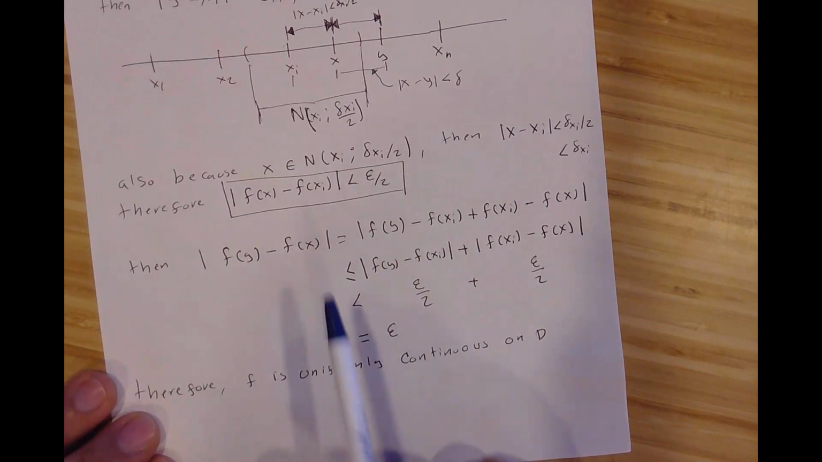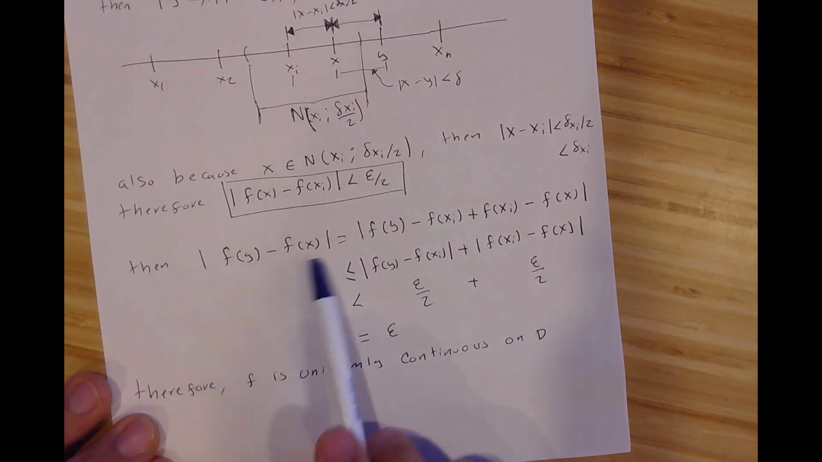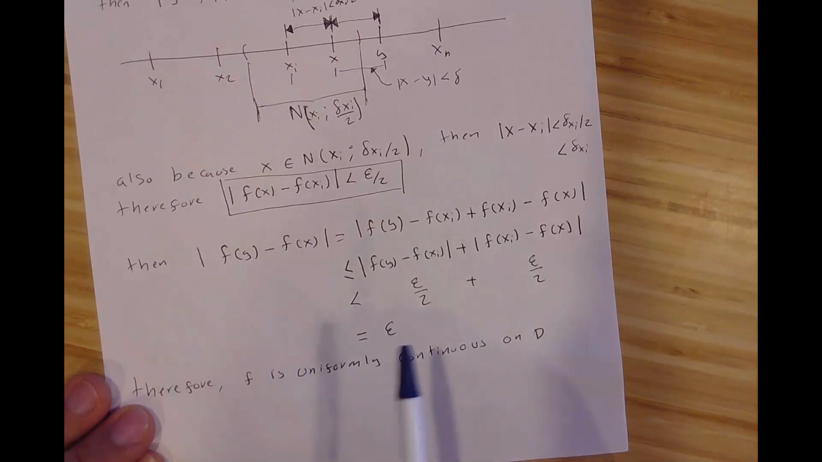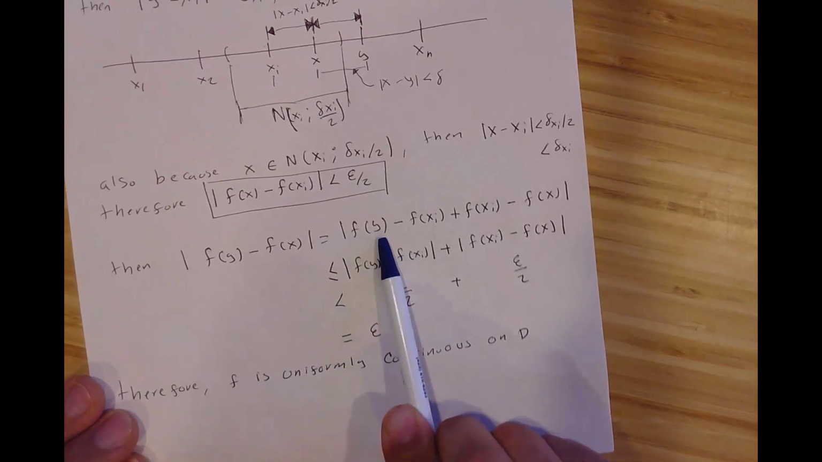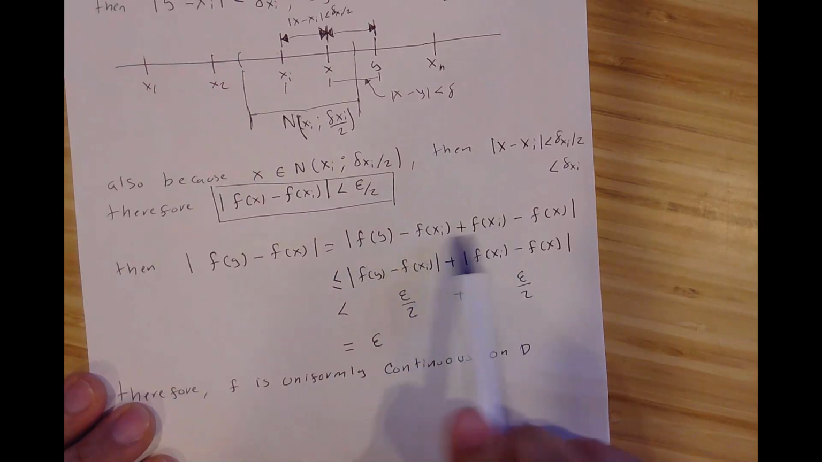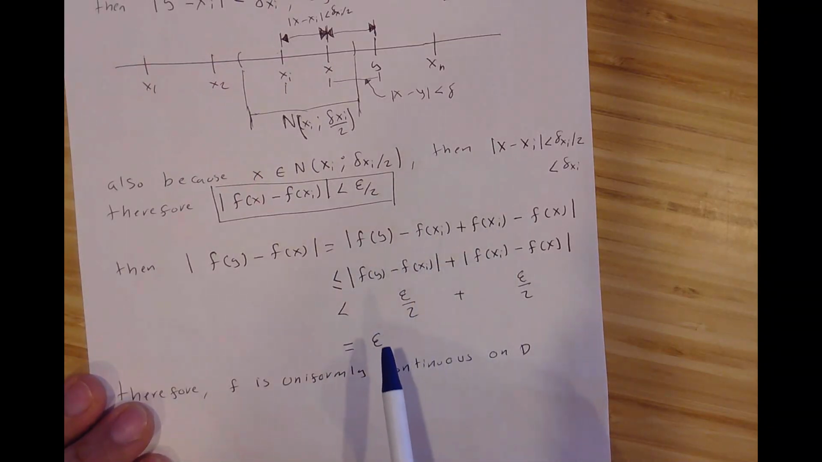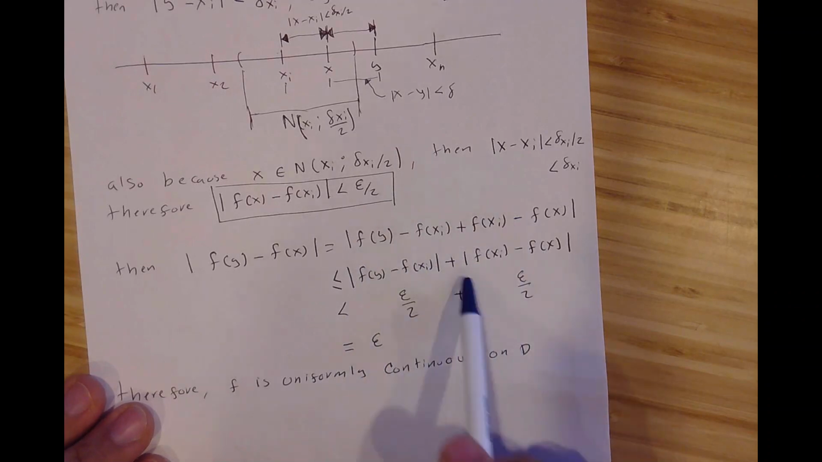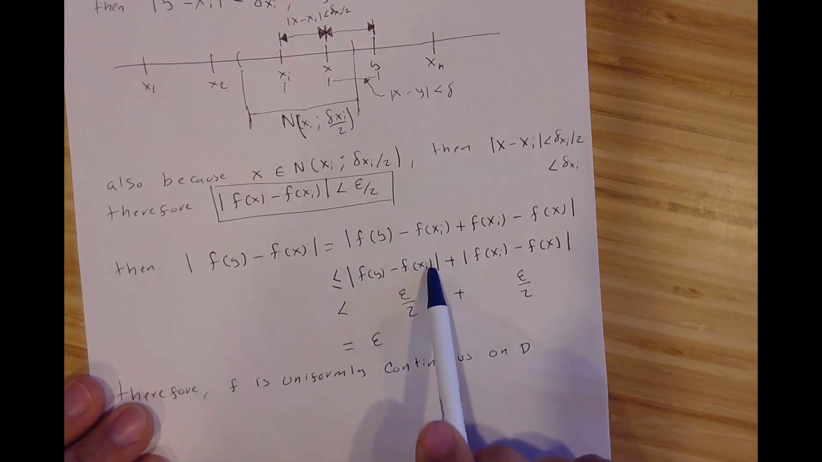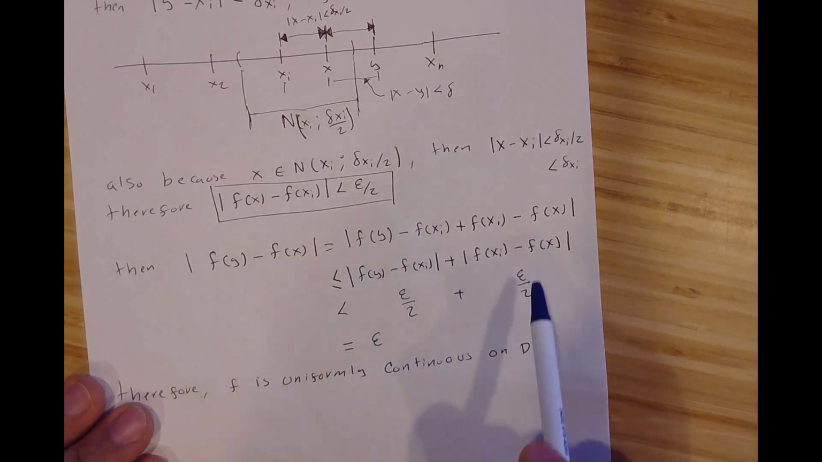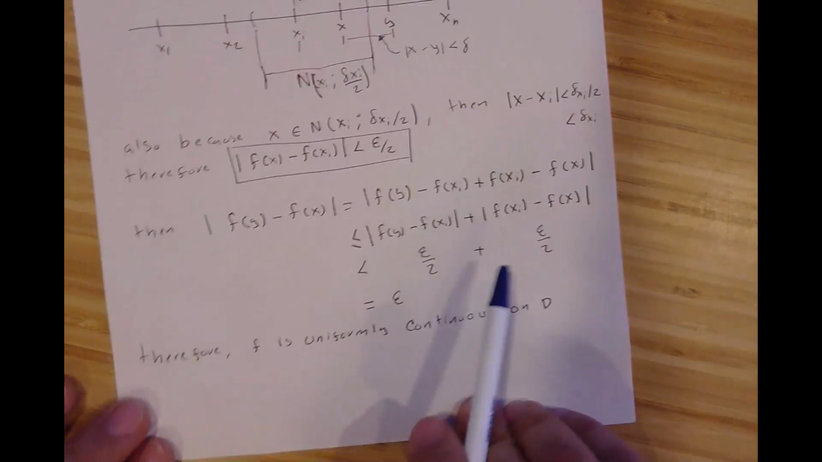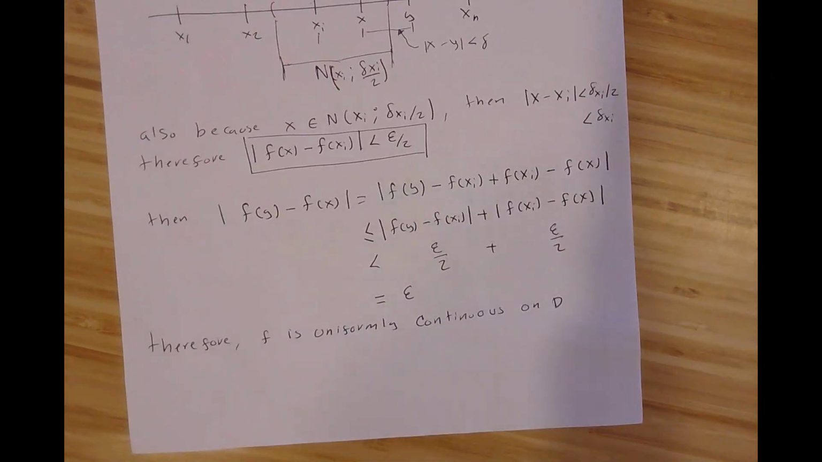Then we can get the whole distance from x to y directly. We add this 0 in the middle again, and we separate it with the triangle inequality. And what was that? This was epsilon over 2 plus epsilon over 2, which equals epsilon. Therefore, f is uniformly continuous.